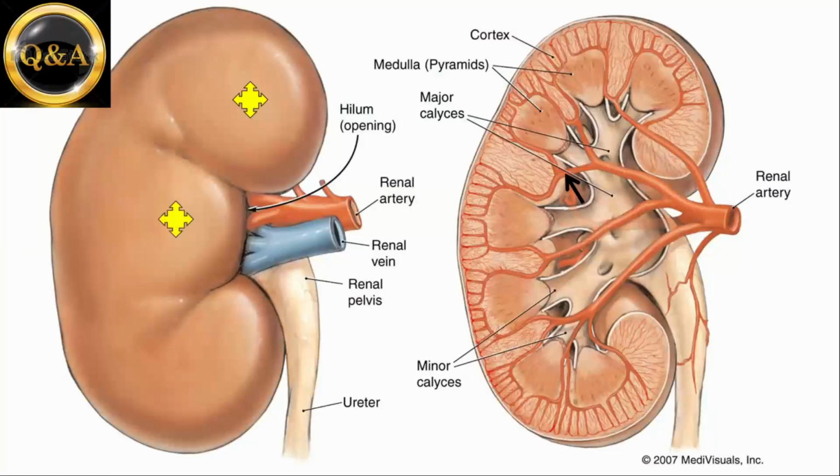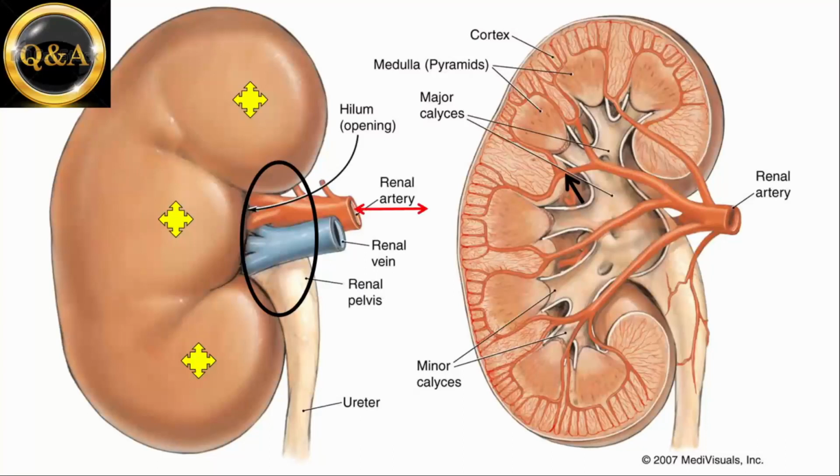We can see here the segmentation of the external appearance of the kidney, and there's a depression on the medial side called the renal sinus, and in this renal sinus things go in and out of the kidney, which is called the hilum of the kidney. The liver has a hilum, and the lung has a hilum as well.